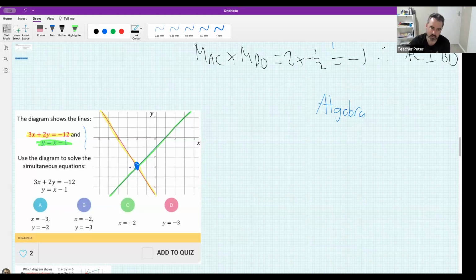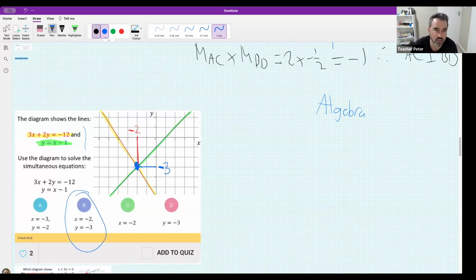Is it A, B, C, or D? Let's have a look. Now, it's a little bit small. You may not see here, but that is a -2. And that is a -3. So what is the coordinate of this blue dot? It's actually going to be B.